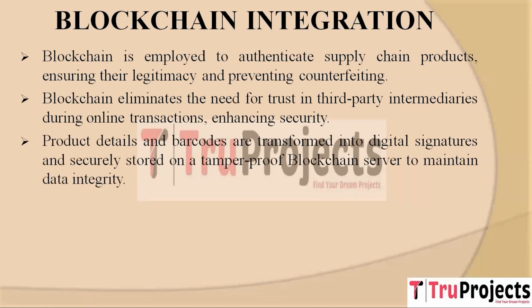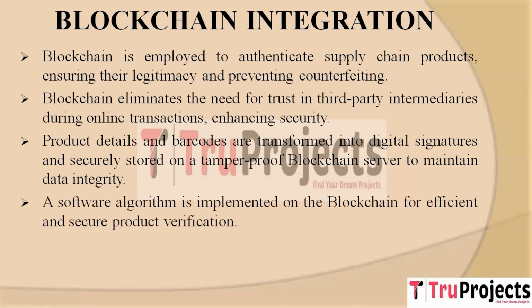Product information and barcodes are converted into digital signatures, which are unique representations of the data. These digital signatures are then securely stored on the blockchain. The tamper-proof nature of the blockchain ensures that once the data is recorded, it can't be altered or tampered with, maintaining the integrity and authenticity of the product details.